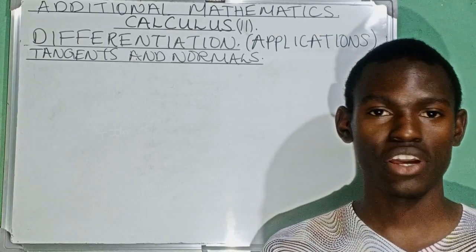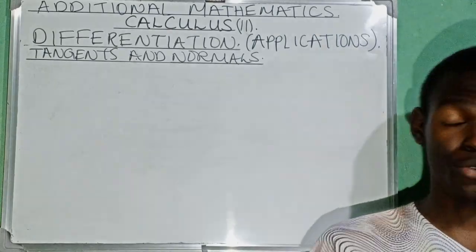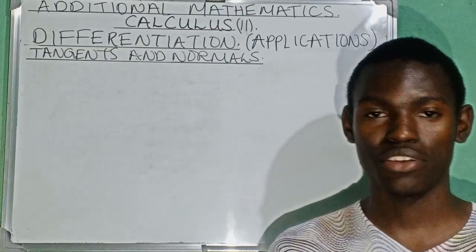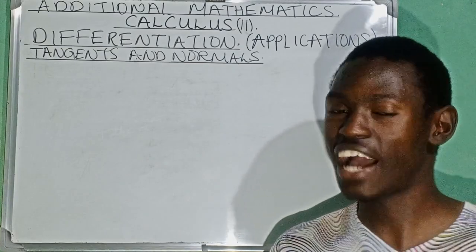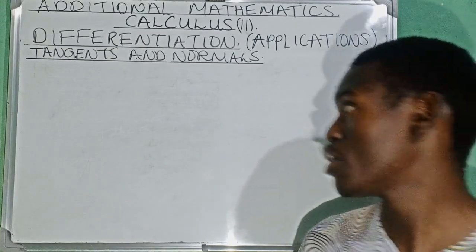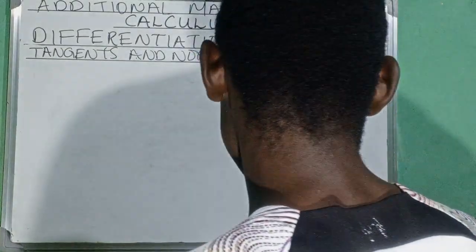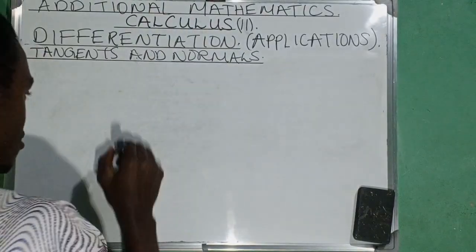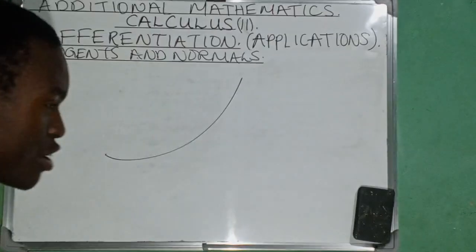Now in this video, we are continuing. We are still looking at Calculus 2, which is applications of differentiation. In this video, we are going to tangents and normals. So for example, if you have a curve, okay? You have a curve like this. You have a curve like that.